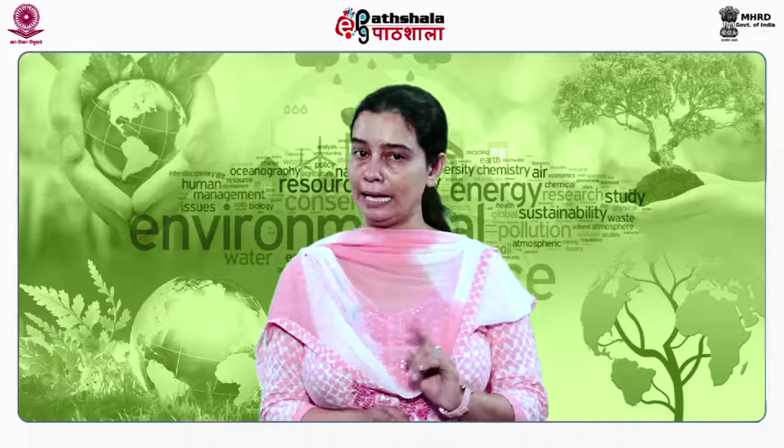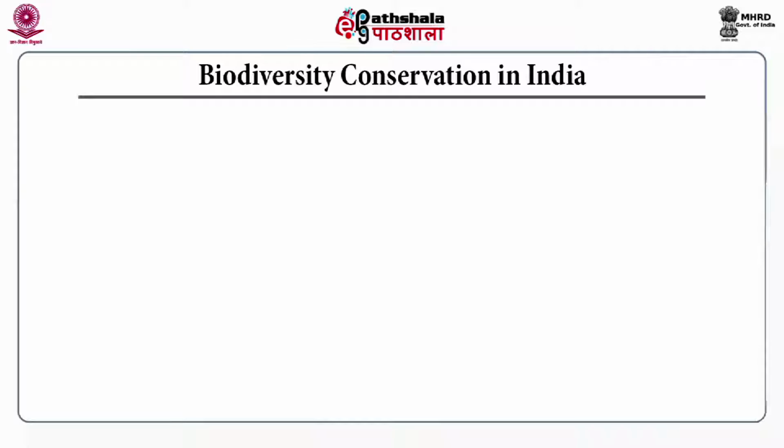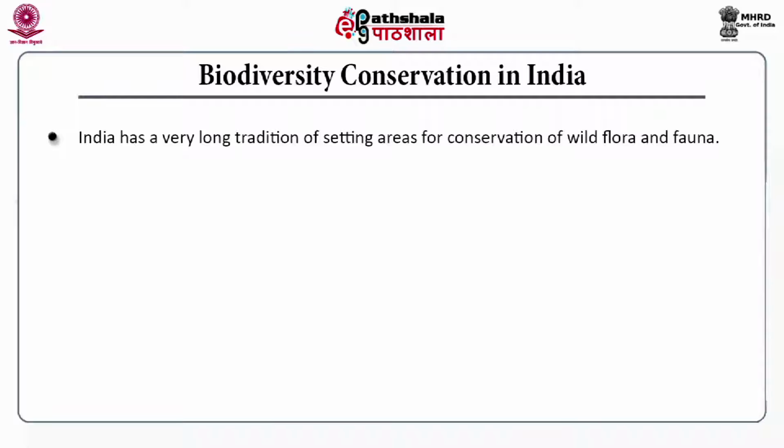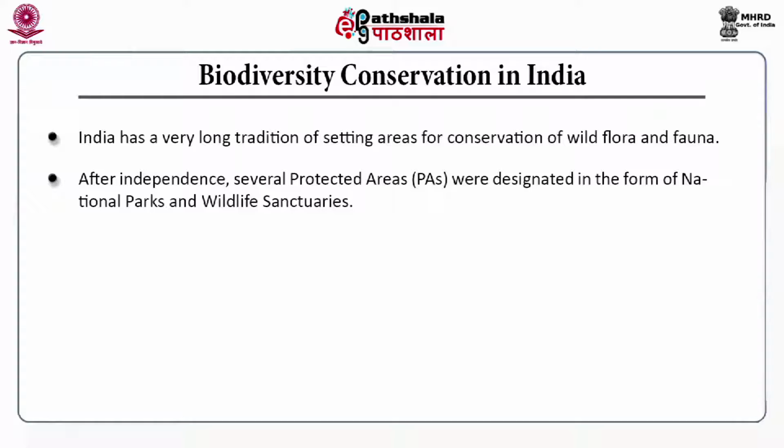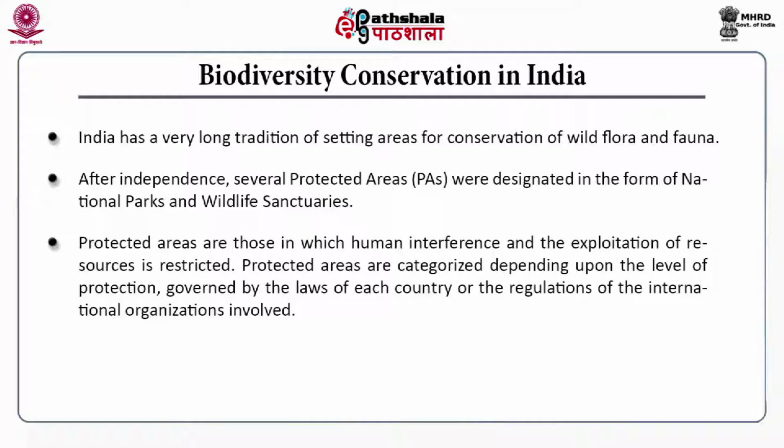Now, next comes biodiversity conservation in India. India has a very long tradition of setting areas for the conservation of wild flora and fauna. After independence, several protected areas were designated in the form of national parks and wildlife sanctuaries. Protected areas are those areas where human interference and the exploitation of natural resources is restricted or totally inhibited. These areas are characterized depending upon the level of protection and are governed by the laws of each country, and these laws are different for each and every country or the regulations of the international organizations involved.